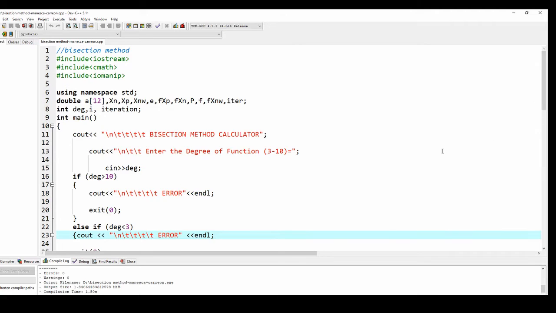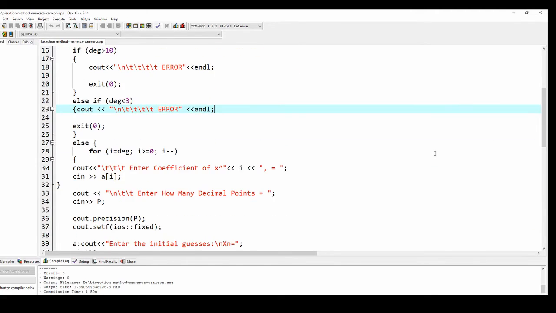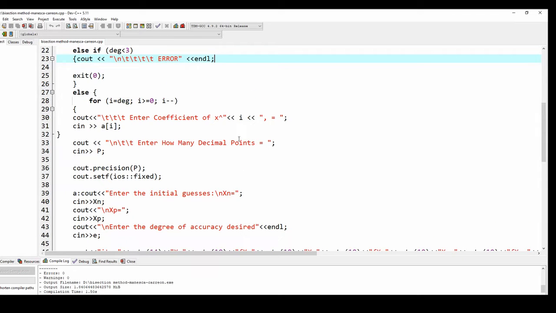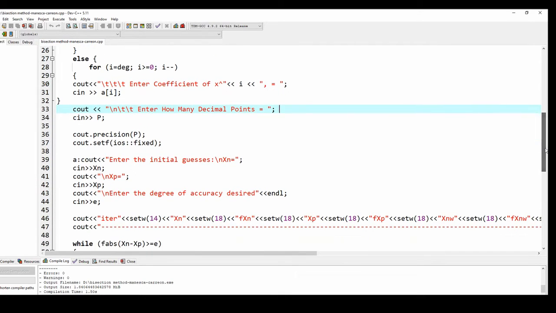After asking the degree of the function, the next thing to do is to input the coefficient per degree. Then, the number of decimal places to appear in the table will also be asked from the user of this program. Once the equation is already settled, this is where the initial guesses will be asked. Since in the bisection method there are two initial guesses, there are two values to be asked in the program. These correspond to the x sub n and x sub p values.